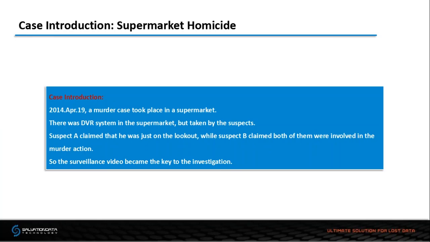On April 19th, 2014, a murder case took place in a supermarket. The police found the DVR system in the supermarket, but the DVR device and the storage disk were missing. The suspects may have taken the device, according to the victim's family. Two suspects were captured after 2 days of investigation. Suspect A claimed that he was just on the lookout, while suspect B claimed both of them were involved in the murdering action. So the surveillance video became the key to the investigation.